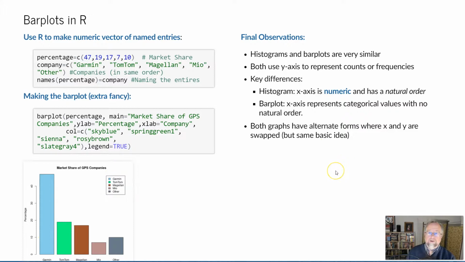So histograms and bar plots are in some ways very similar. They both use the y-axis to represent counts or frequencies. The histogram's x-axis, however, is numeric, and it has a numeric meaning. The bar plot, the x-axis, typically isn't. Now, if it's an ordinal categorical, then yes, maybe. So you might have a first place, second place, third place. So that can happen. But usually there's no natural order to what you're seeing.